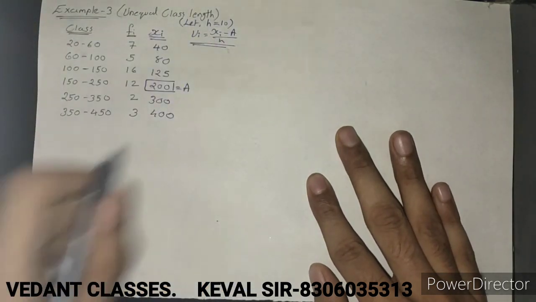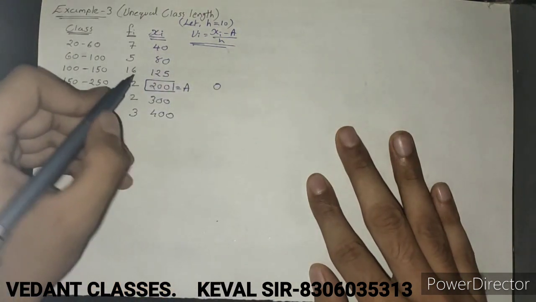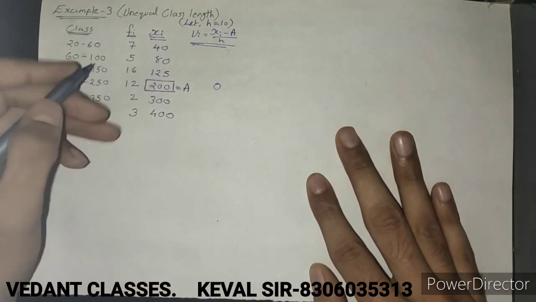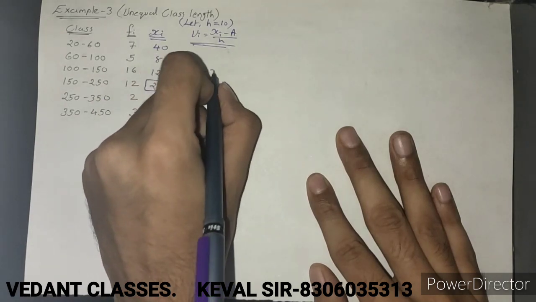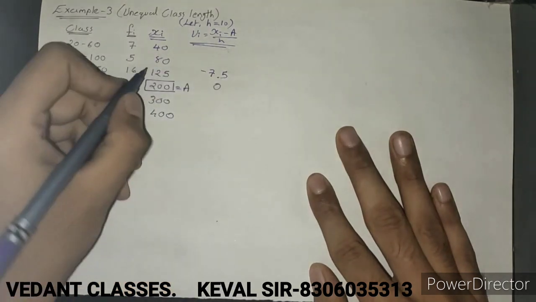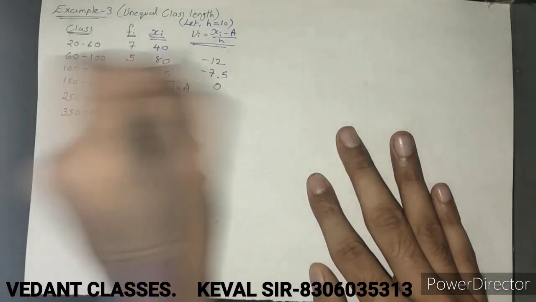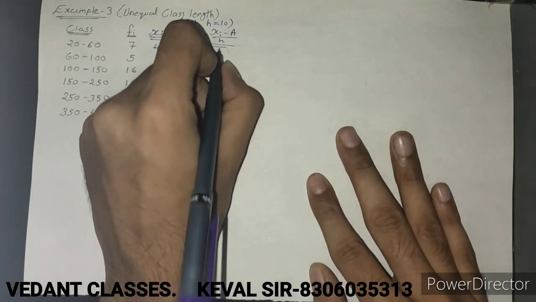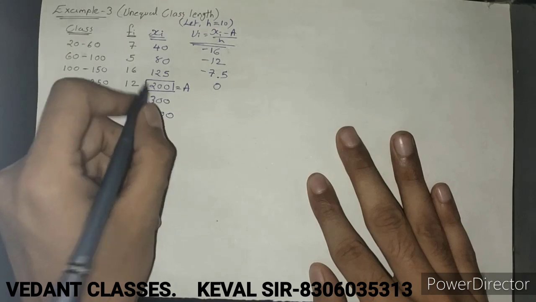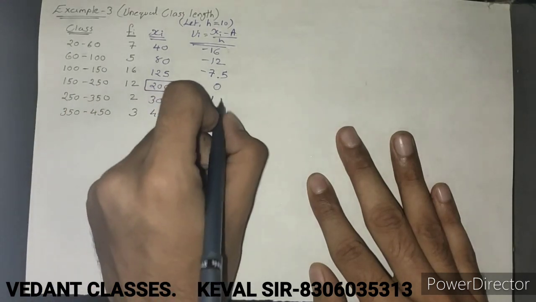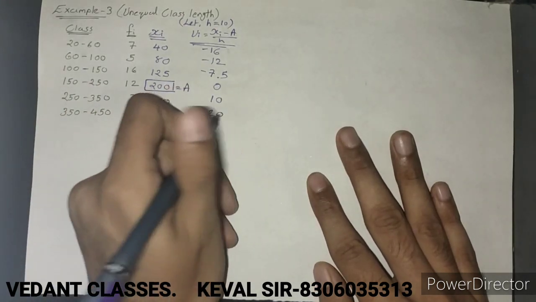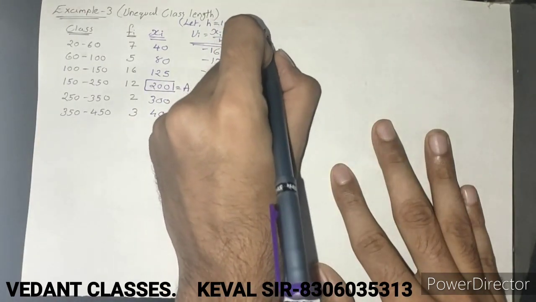Okay, so this value will be 0, this will be 75 by 10, so it will be 7.5. It will be quite easy to calculate. It's 120 by 10, so this will be minus 12, this will be minus 16, then it's 100 by 10, so that's 10, this will be 20. Okay, now let's calculate the value of fi ui.